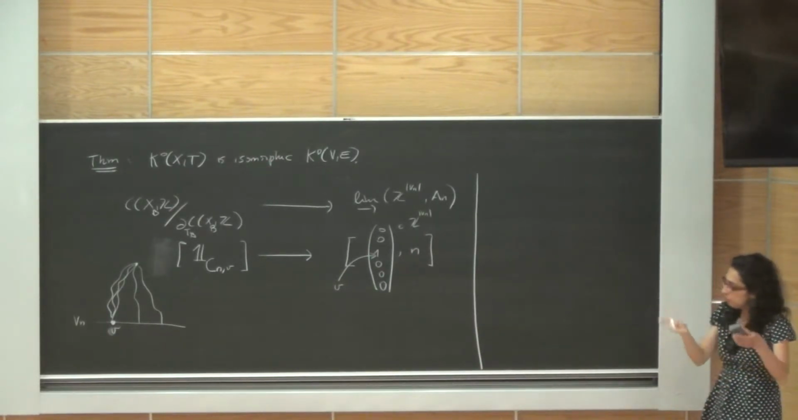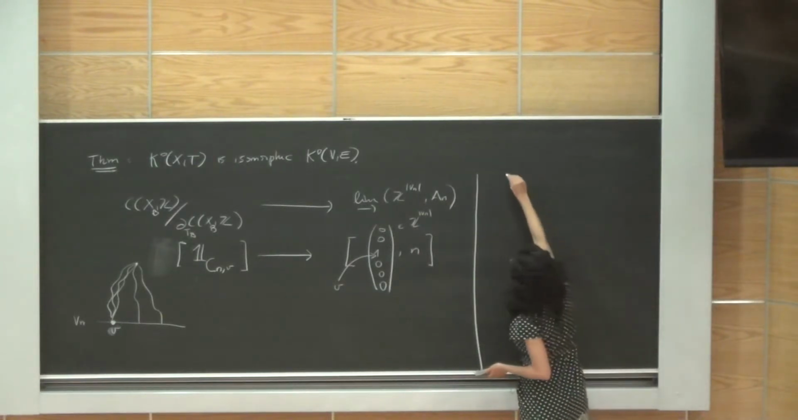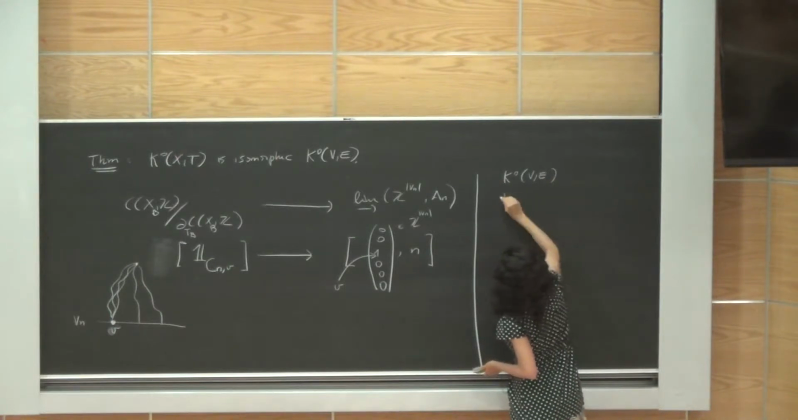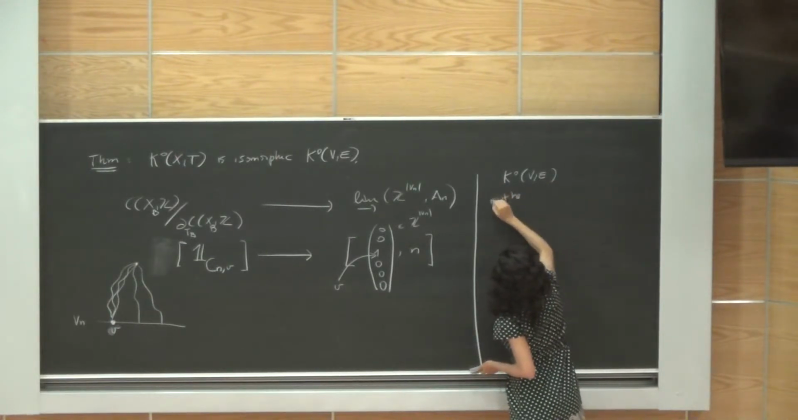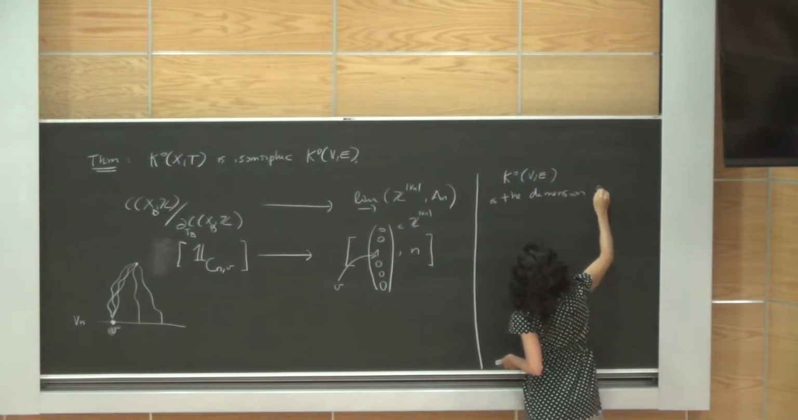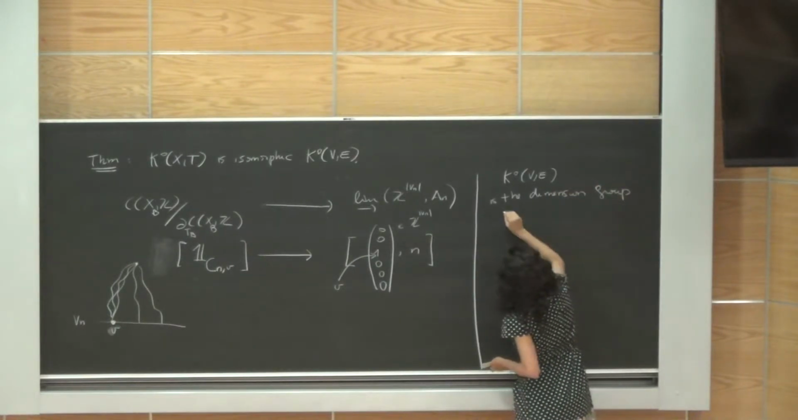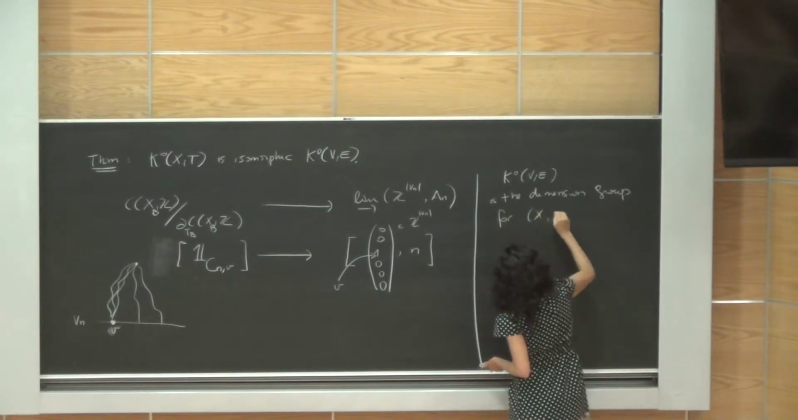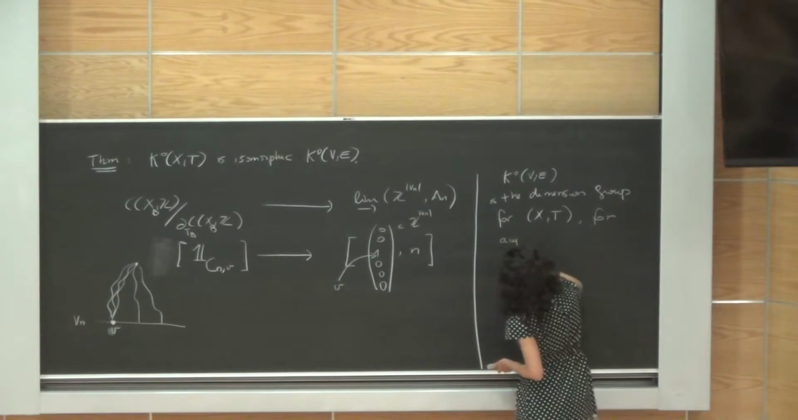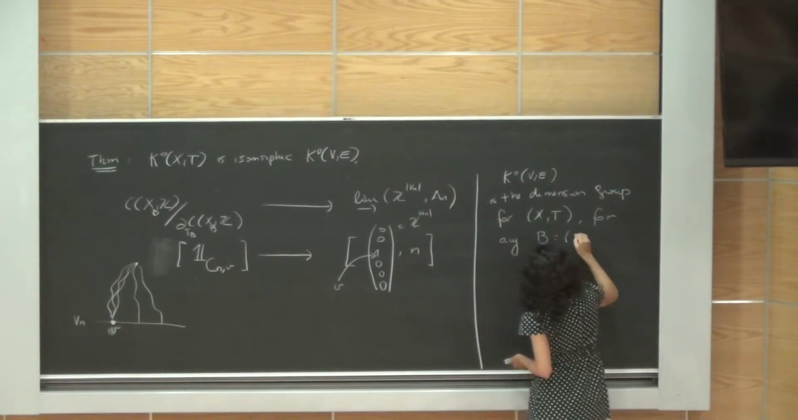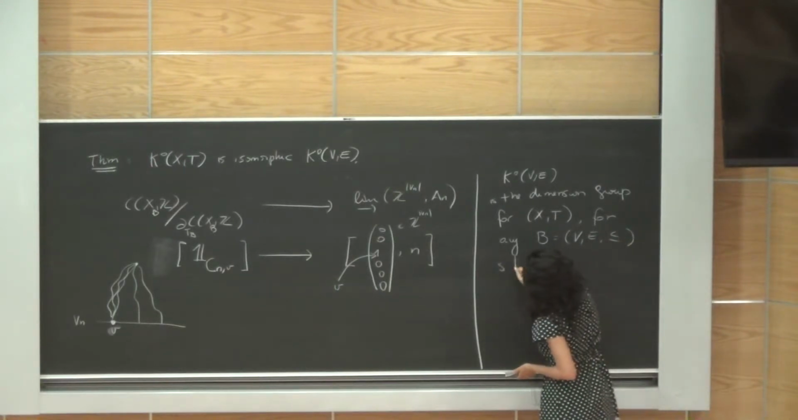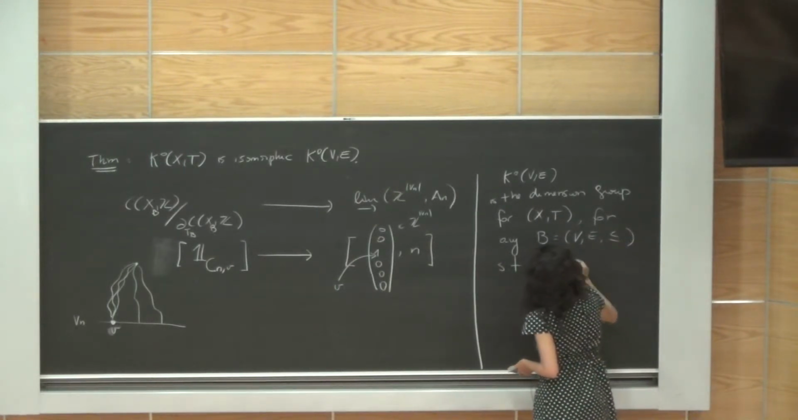So this is the first thing. The dimension group K0(B) will be the dimension group for (X, T), and this holds for any Bratteli diagram that represents the minimal Cantor system.